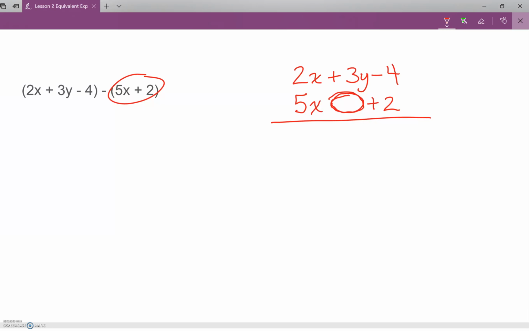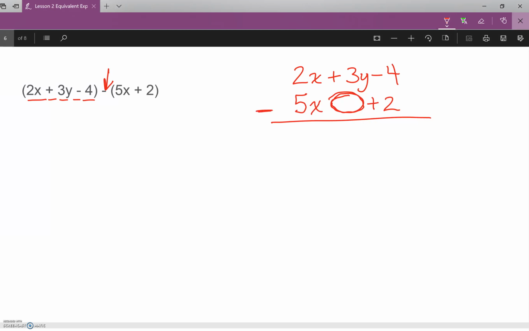Keeping in mind that we are subtracting, if you read carefully, it's 2x plus 3y minus 4 minus 5x plus 2. So we're subtracting these expressions. Got to be careful of that. Here we go. So it's 2x minus 5x. 2 minus 5 is negative 3x.